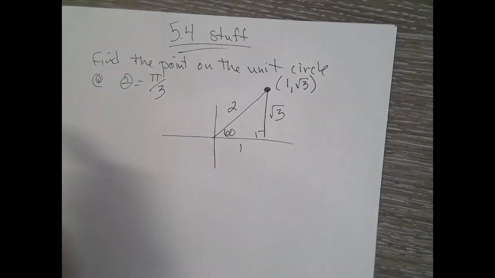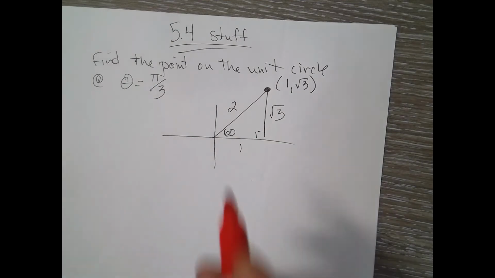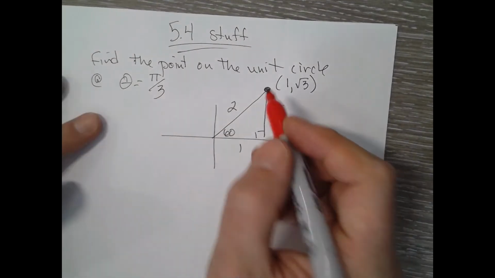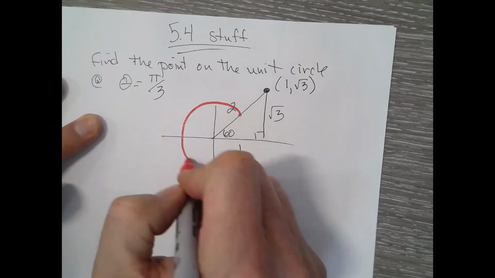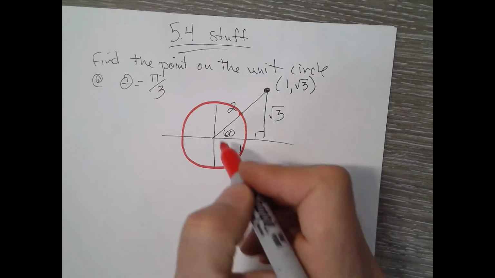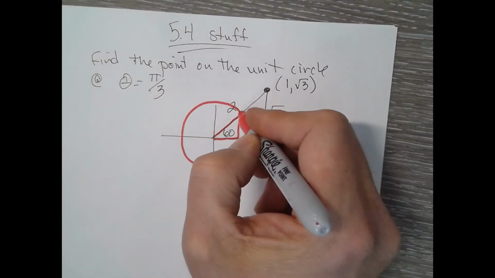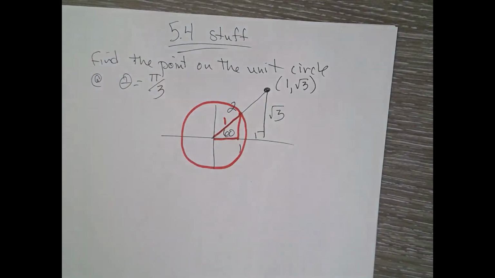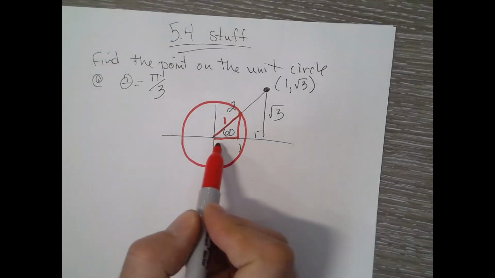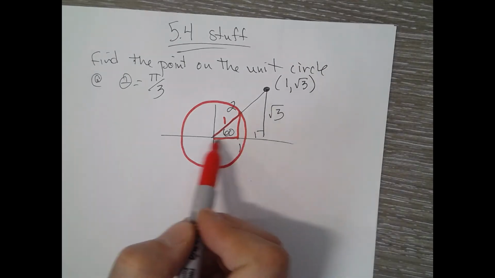Now, this question asks for it to be on the unit circle. Okay? This is not on the unit circle because it has a radius, or hypotenuse, of 2. The unit circle is half its size. So we want to know what's the point with this angle that's on the unit circle. It has a radius of 1. So how do I figure out how big this bottom is and this edge right here?